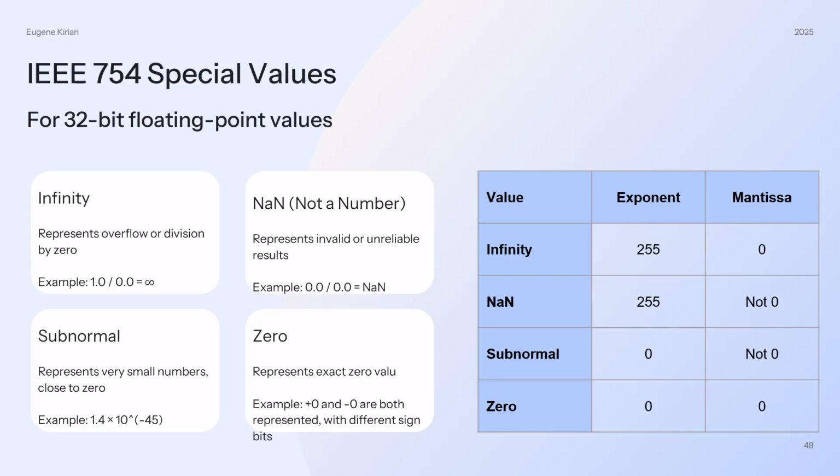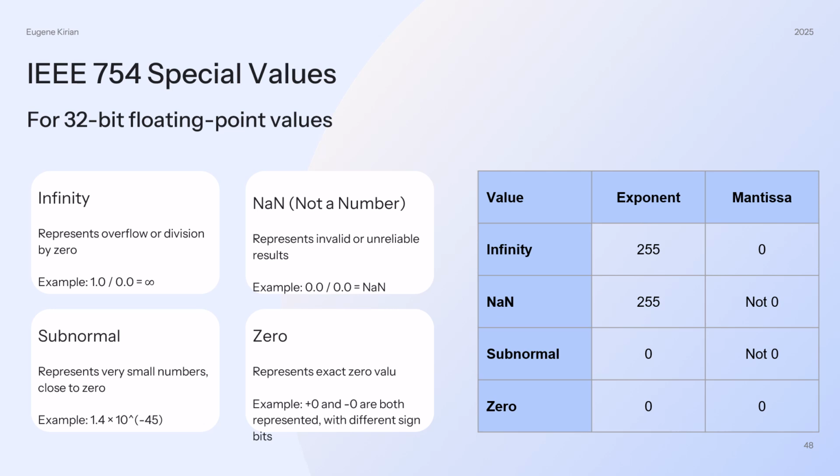The IEEE 754 standard defines several special values for floating point numbers. Let's take a look at these special values for 32-bit floating point numbers. We have four special values: infinity, NaN, subnormal, and 0. Infinity represents overflow or division by 0. NaN, or not a number, represents invalid or unreliable results. Subnormal numbers represent very small numbers close to 0. These numbers are too small to be represented in the normal format, so they use a special format with an exponent of 0 and a non-zero mantissa. Finally, 0 represents an exact 0 value.